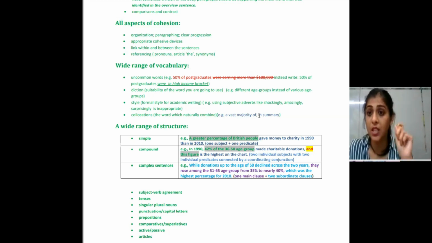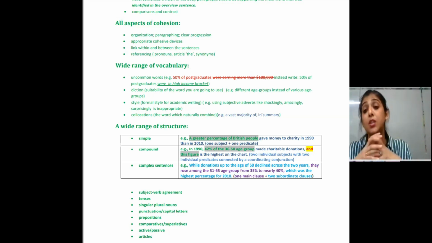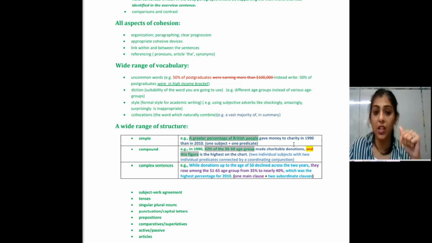So you need to use collocations carefully. For example, many students in writing task 1 write, education plays a vital role for. Now, role comes with play, and then after role you need to put only in, not for. If you put for, then that's the wrong collocation. Got it? So this is the collocation that you need to keep in mind. That's even important for your writing task 2.